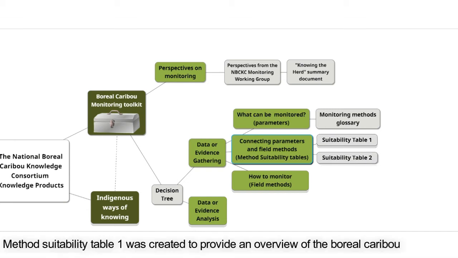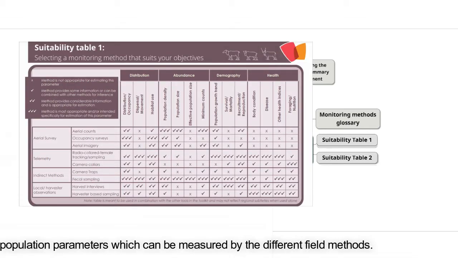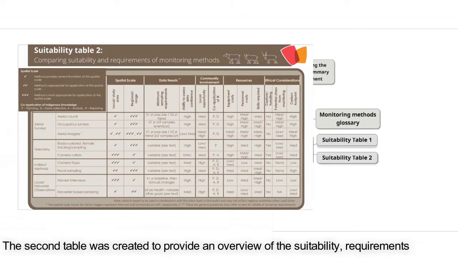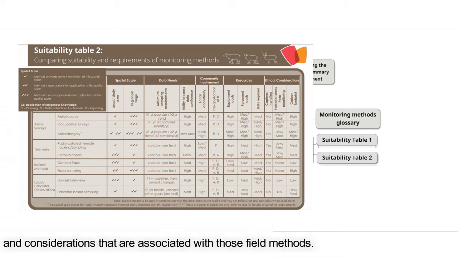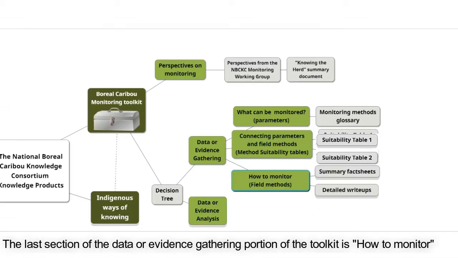Method Suitability Table 1 was created to provide an overview of the boreal caribou population parameters which can be measured by the different field methods. The second table was created to provide an overview of the suitability requirements and considerations that are associated with those field methods. The last section of the data or evidence gathering portion of the toolkit is How to Monitor.